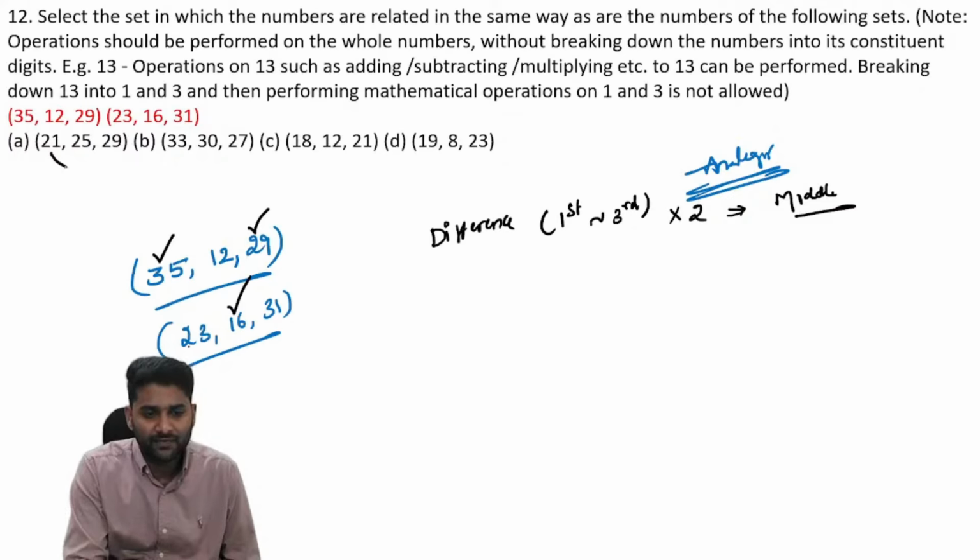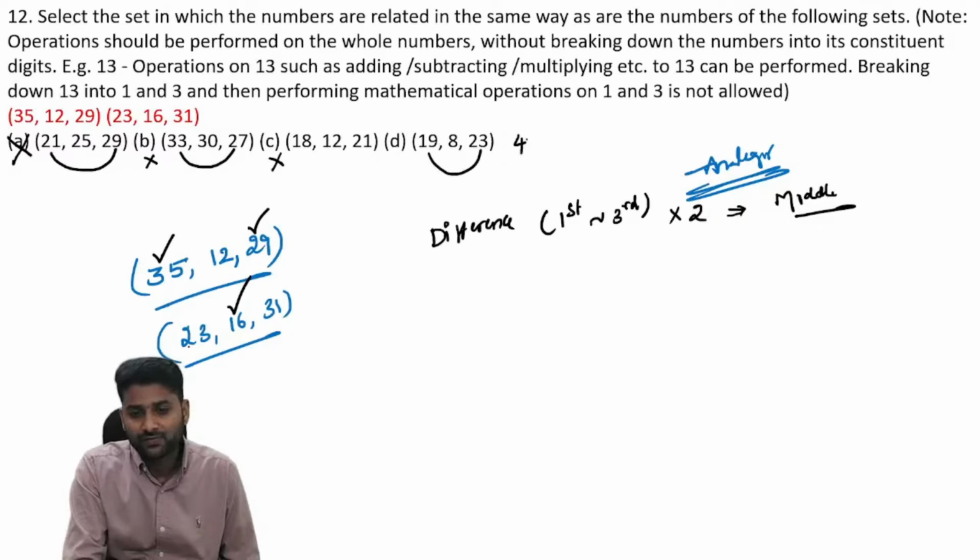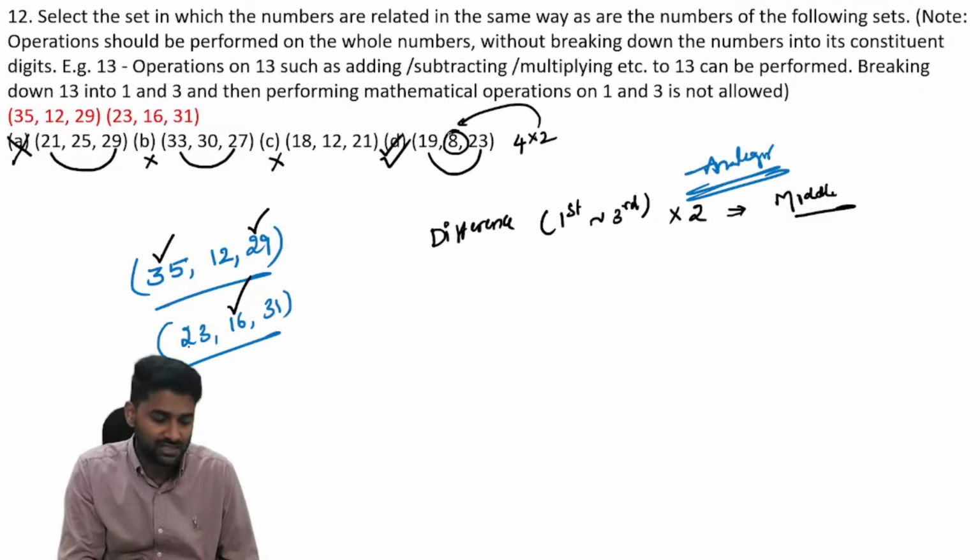Same way, difference between these two numbers is 8. Multiply with 2, it is not 25. 33 and 27 difference is 6 units. Multiply with 2, then it becomes 12. 18 and 21 is also not possible. And the difference between these two numbers is 4. Multiply with 2, then it becomes the middle one. That's why the suitable answer is D. D is the correct answer.